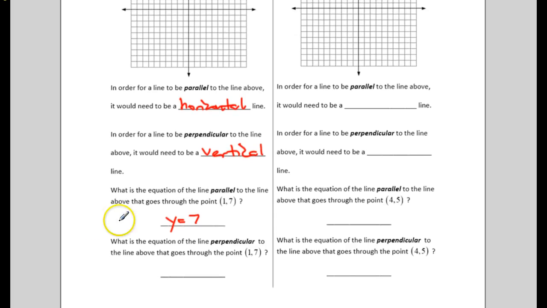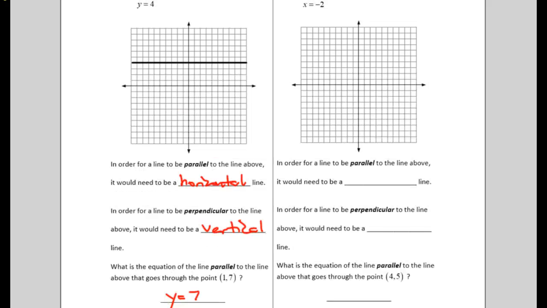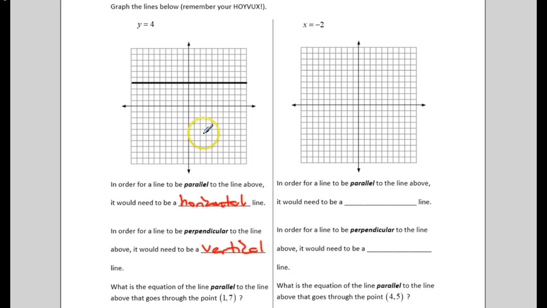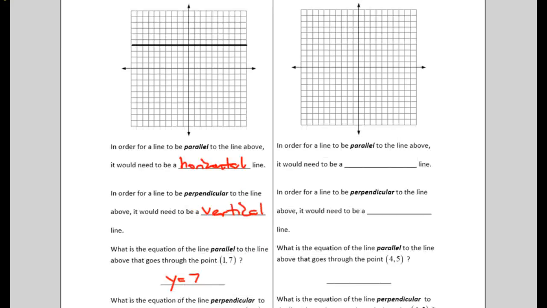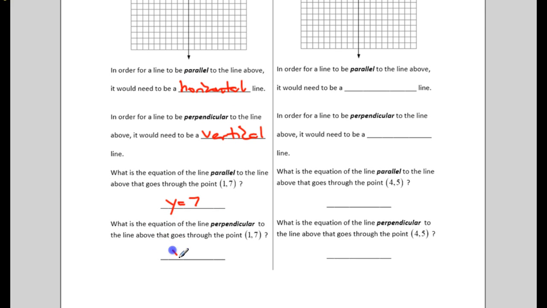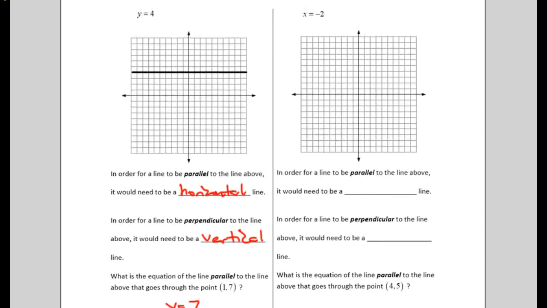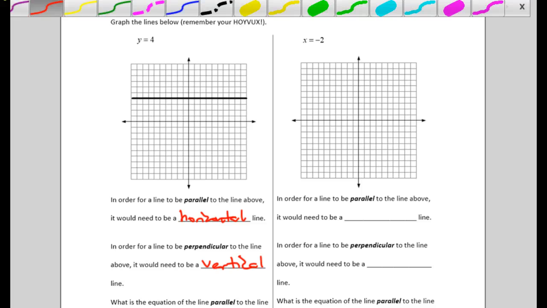Okay? What is the equation of the line perpendicular to this? So remember, this was a hoi line. Perpendicular would go vertical, so it's going to turn from a hoi to a vux. And vux is x equals. And what does x equal? 1. That's it.